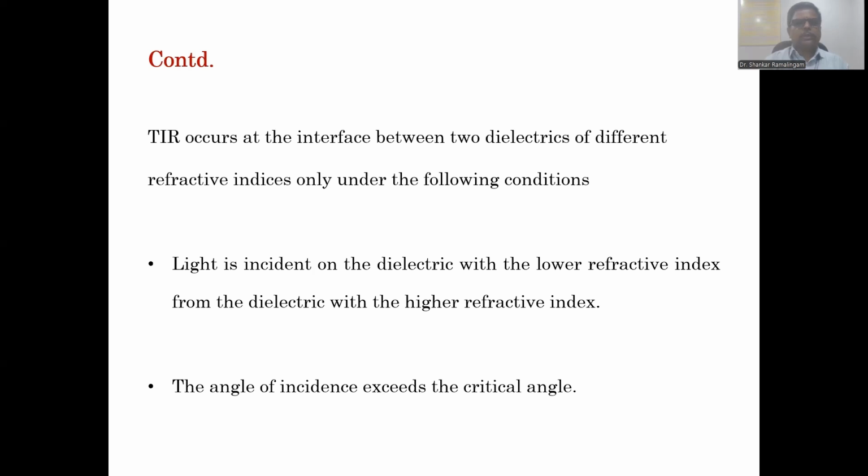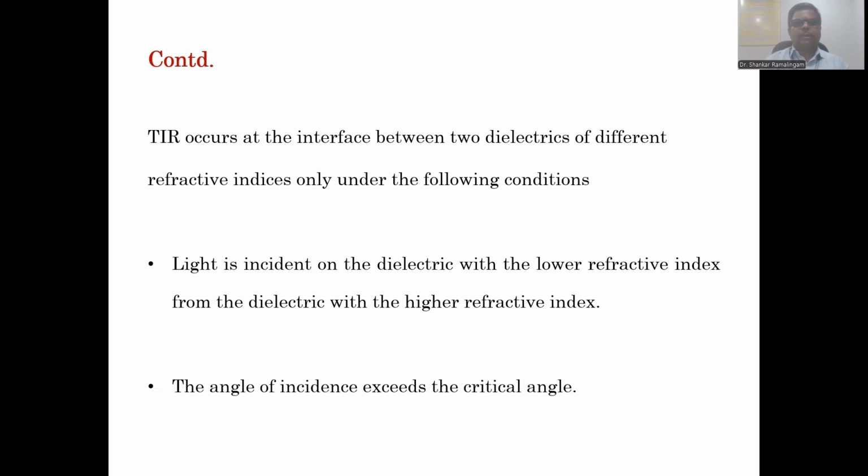So this total internal reflection occurs under the following conditions: when light is incident from a dielectric with higher refractive index on a dielectric with lower refractive index, and when the angle of incidence exceeds the critical angle, then total internal reflection happens, right? So total internal reflection will occur only when the angle of incidence is greater than the critical angle, right? So that is about total internal reflection.